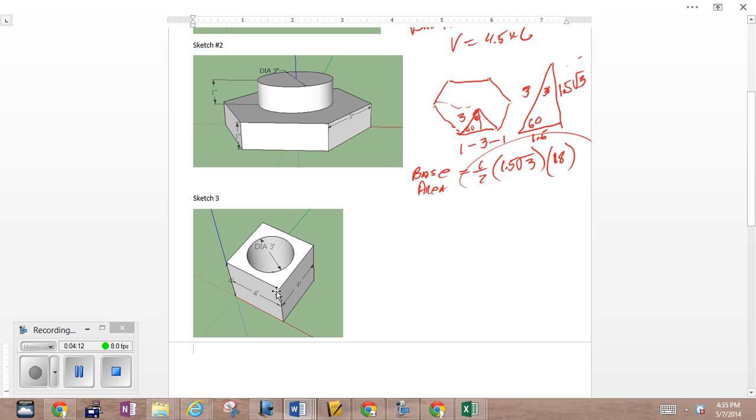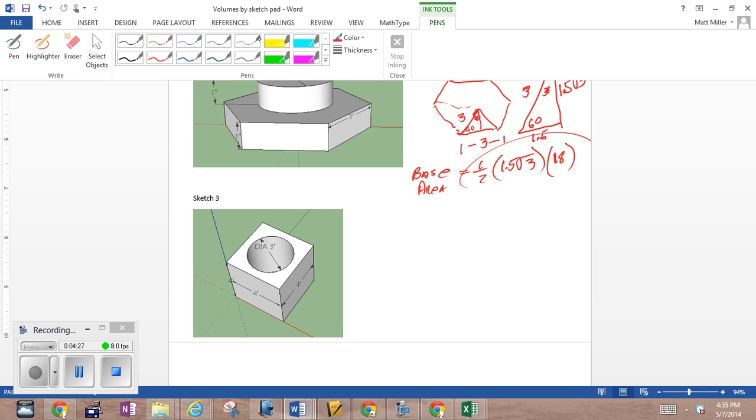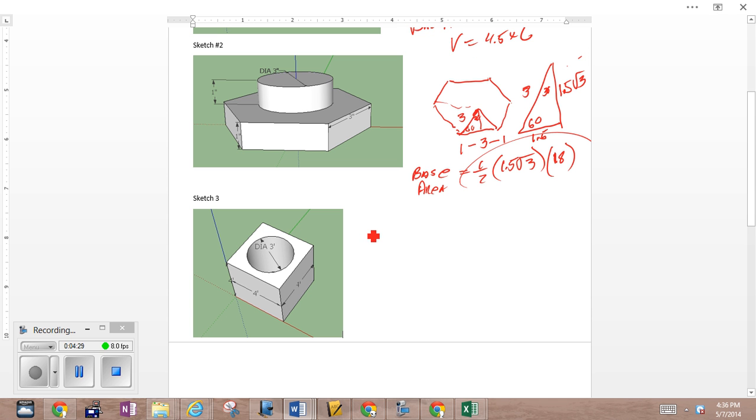cylinder there. This is simply a cube, which is 4 feet on a side. So the volume of that cube is, of course, 4 cubed. We can take the volume of the cube and subtract the volume of the cylinder inside. So we have the volume of the cube minus the volume of the cylinder.